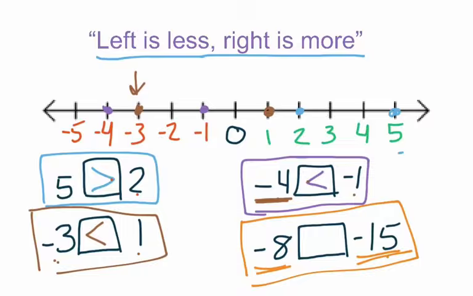-15. -15 is going to be farther from 0 than -8. So when we put our symbol in there, we're going to put that smaller end towards -15. When comparing two negative numbers, the bigger negative is less.